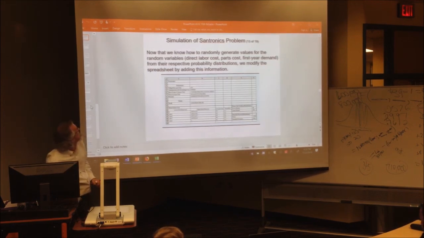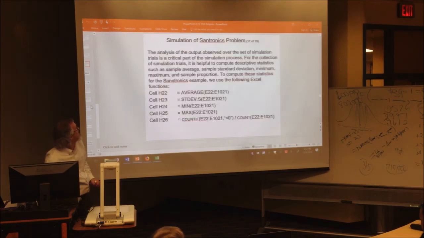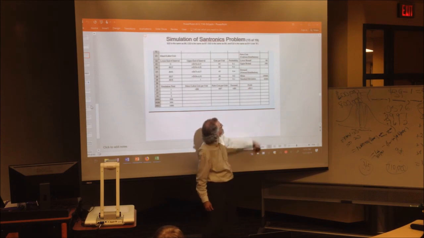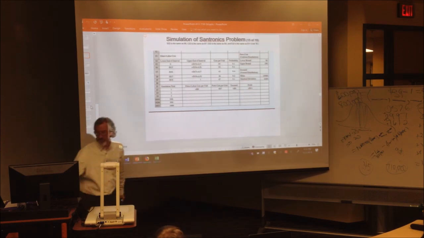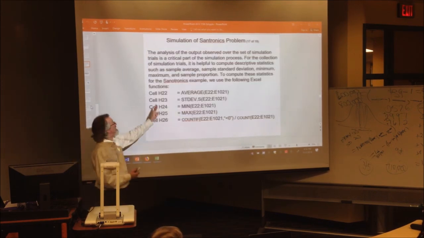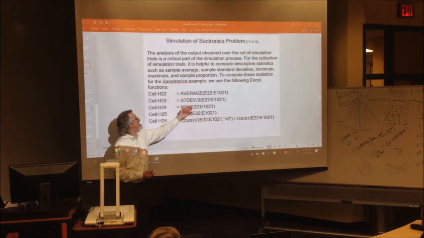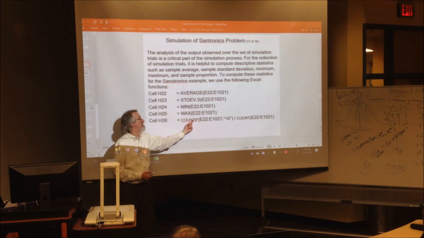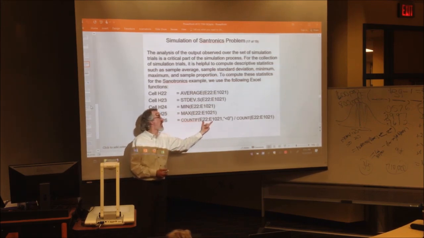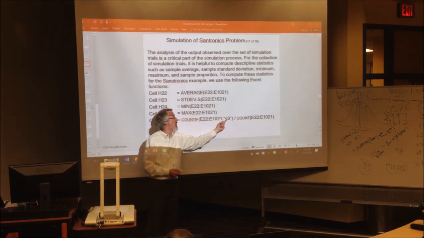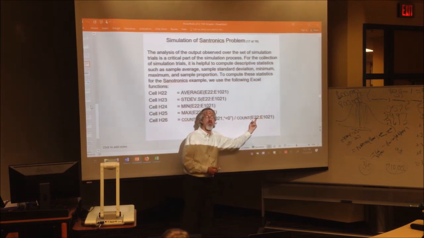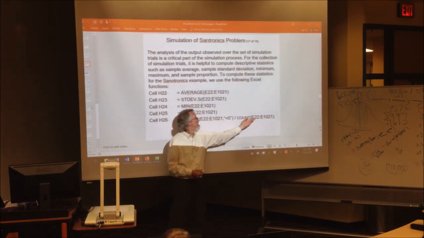No, this is whatever the cell locations are at the end of this. It's referring to this profit right here. So it's looking at all those profits and just showing you. Find the average, find the standard deviation, find the minimum, find the maximum. Here it is. COUNTIF, between those cells, all the profits that are less than 0, divided by count of all those cells that have numbers in them between here and here.